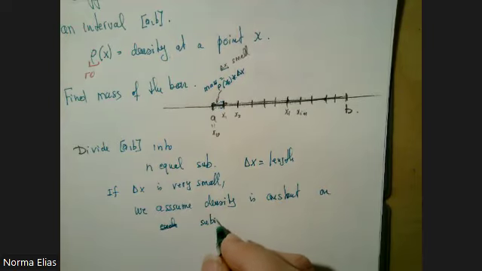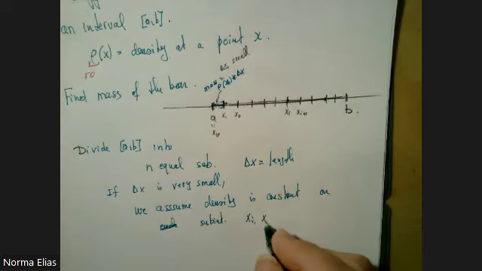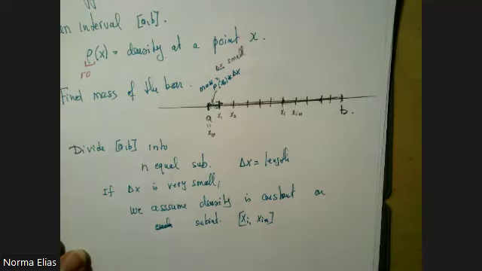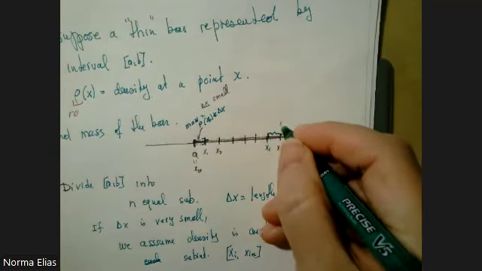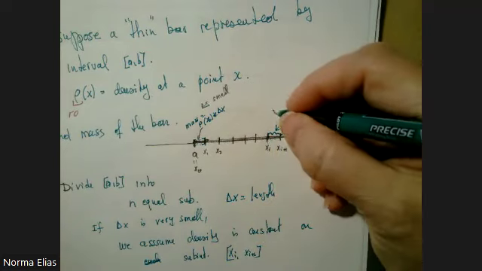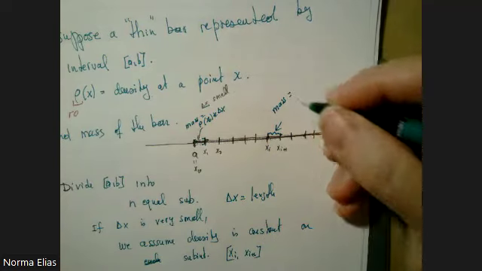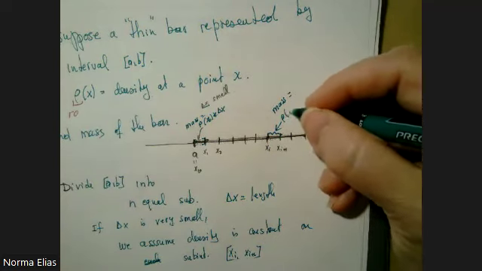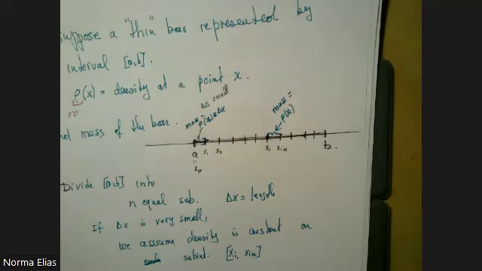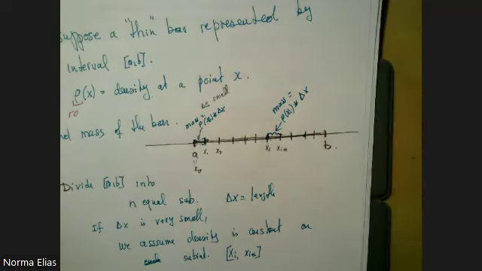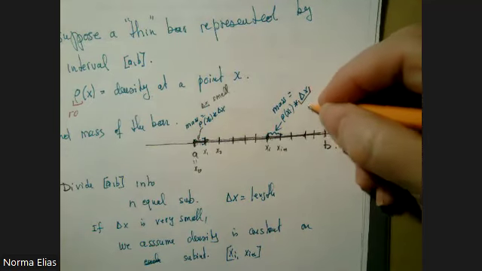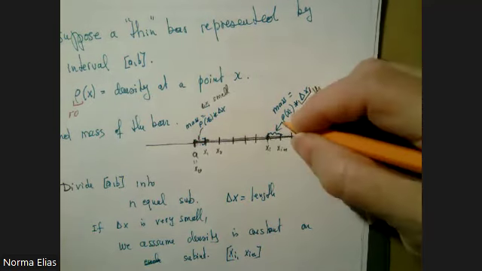On the subinterval x i to x i plus 1, if delta x is very, very small, we can assume that the density is not changing. So if I take this interval here, then the mass of this is the density at xi, whatever heavy it is at this point, times the length, which is delta x. Remember, delta x is the length, and this is the density.